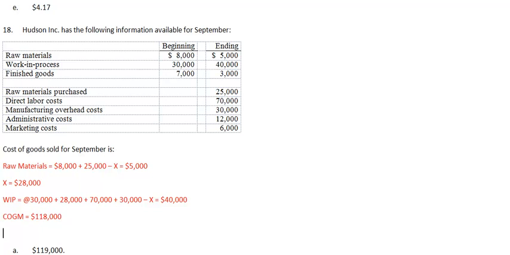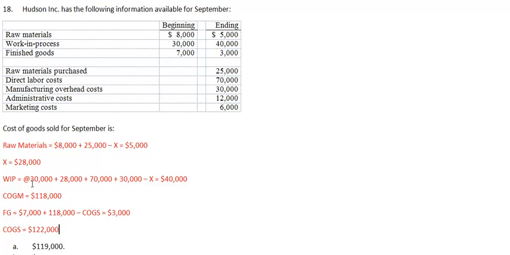The 118,000 is what's going to go to finished goods. So in finished goods, you had a beginning balance of 7,000. You want to add to it your cost of goods manufactured of 118,000. What subtracts out of finished goods is cost of goods sold, and what you're left with is your ending balance, which is 3,000. So that is going to give you cost of goods sold equal to 122,000. This is an excellent question to work through to come up with your inventory cost flow, because you have to work through all 3 accounts.